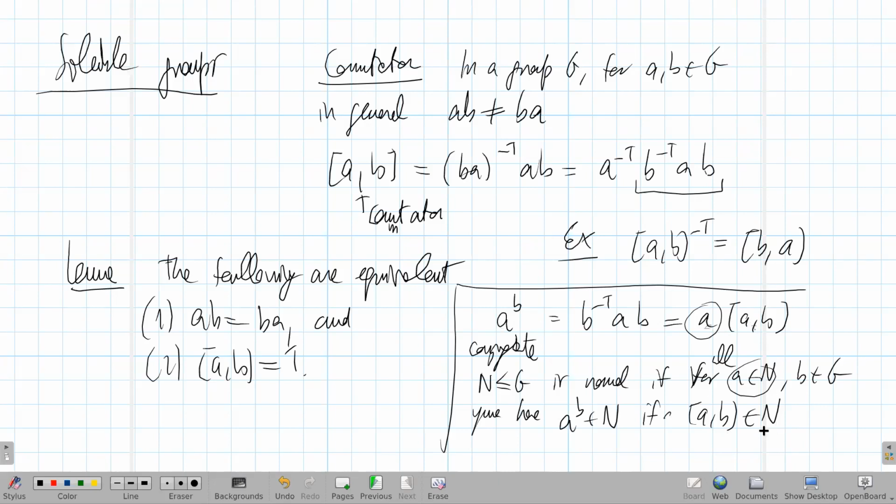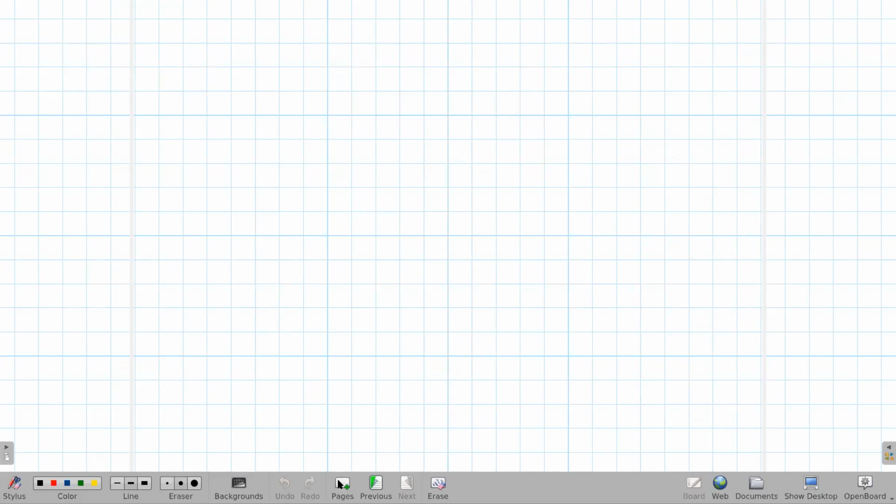This fact, which I will repeat in a second in a different context, is a very usable way of stating that the subgroup is normal. Instead of using conjugates, you can use commutators. That's the way I normally do it in my work. Okay, so let's give some more definitions.